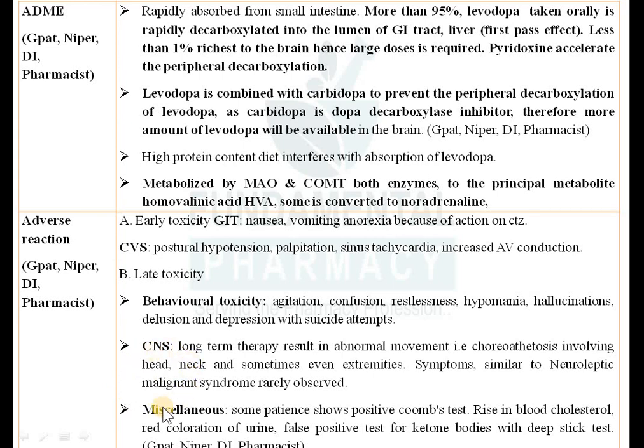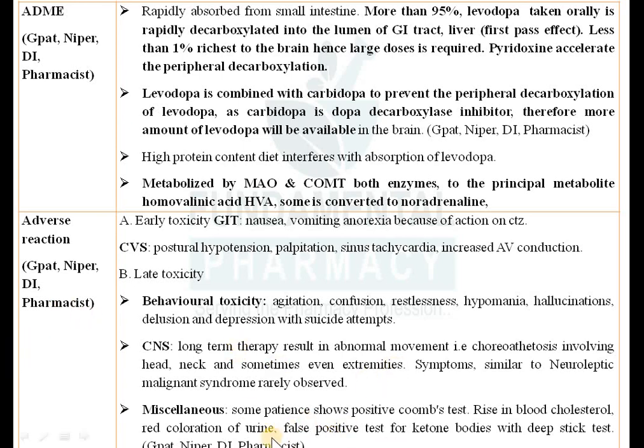Then late toxicity is also seen as long-term therapy resulting in abnormal movement, that is choreoathetosis involving the neck. Choreoathetosis means involuntary movement of the neck. You see, old people keep doing this. These are choreoathetosis movements, a rotation, an involuntary movement of your neck. Then extremities also. Symptoms similar to neuroleptic malignant syndrome.